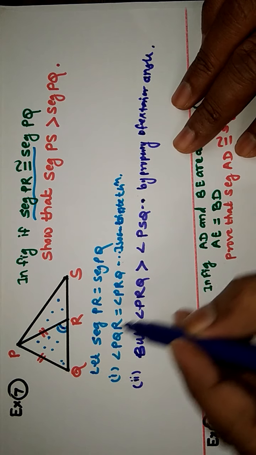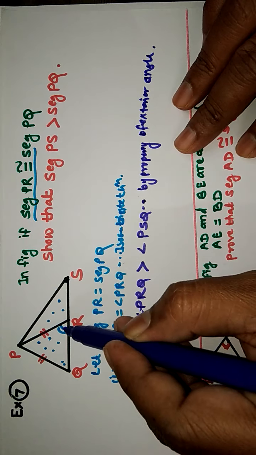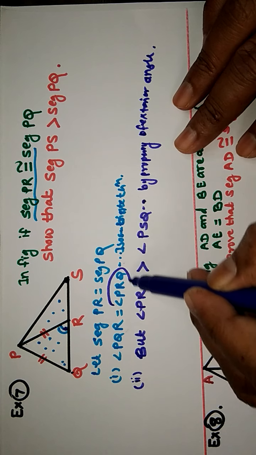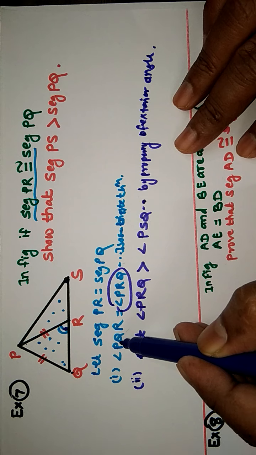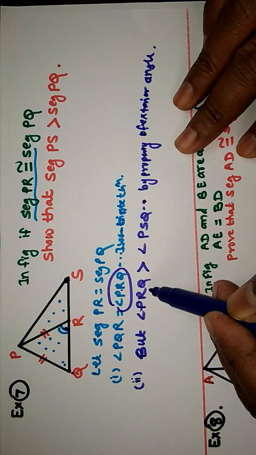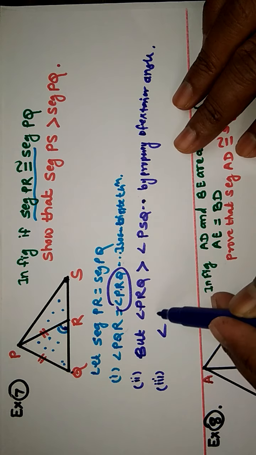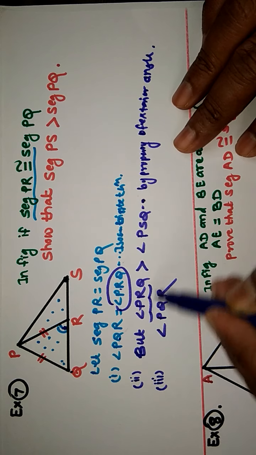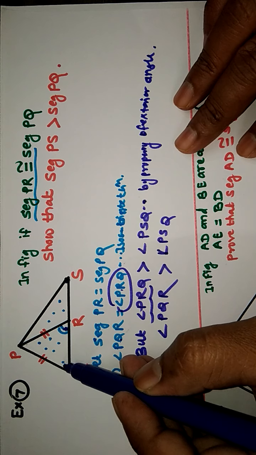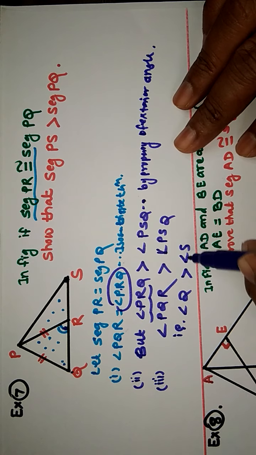Now see here, this angle is greater than angle PSR. But PRQ is congruent to PQR, so we replace PRQ by PQR. These two angles are congruent. Therefore angle PQR is greater than angle PSQ. Now we have proved angle Q is greater than angle S.